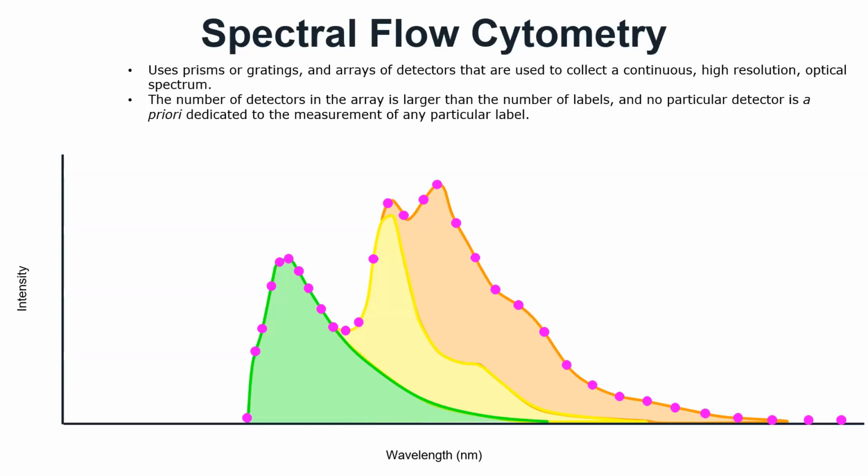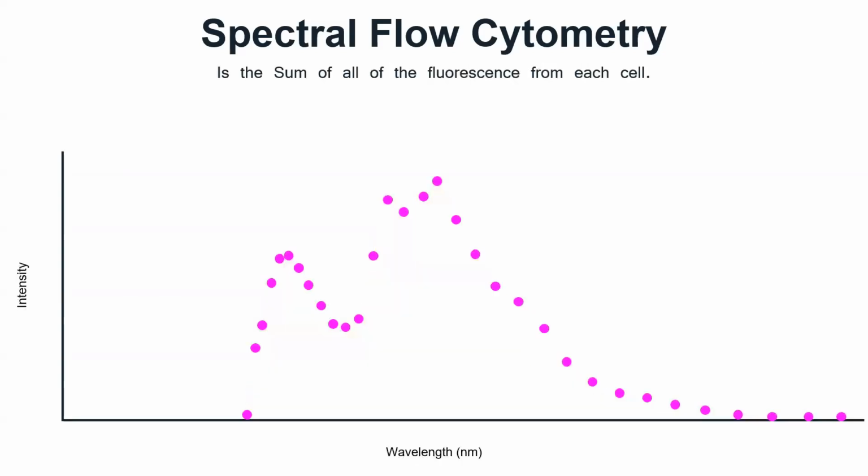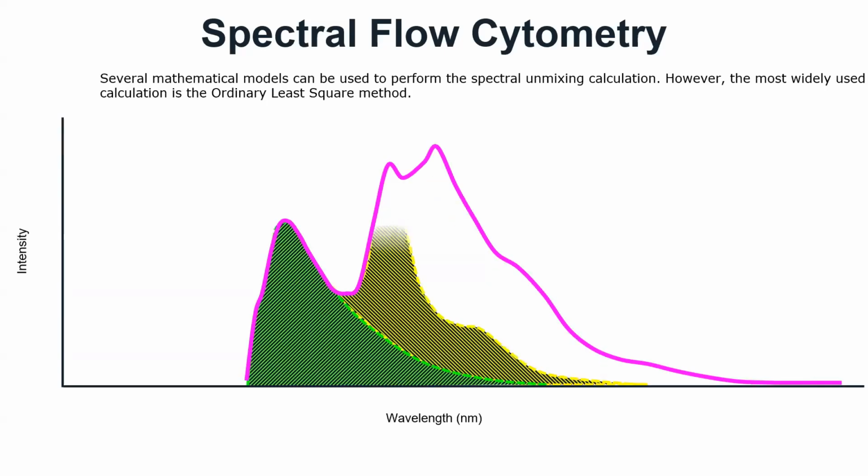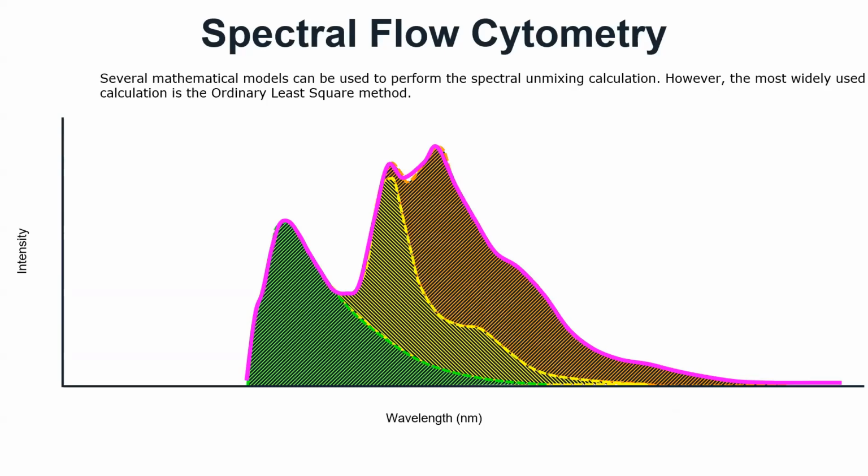And then what you're getting is the sum of the fluorescence from each of these cells. Now here we get all of the FITC, all of the PE, and all of the PerCP.